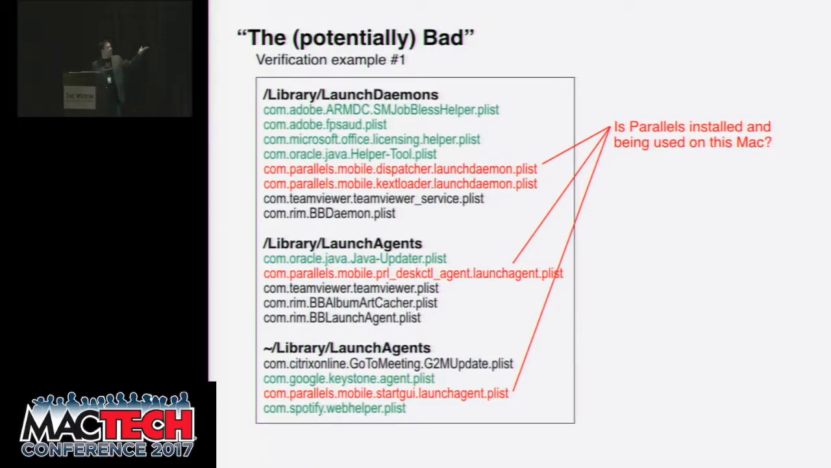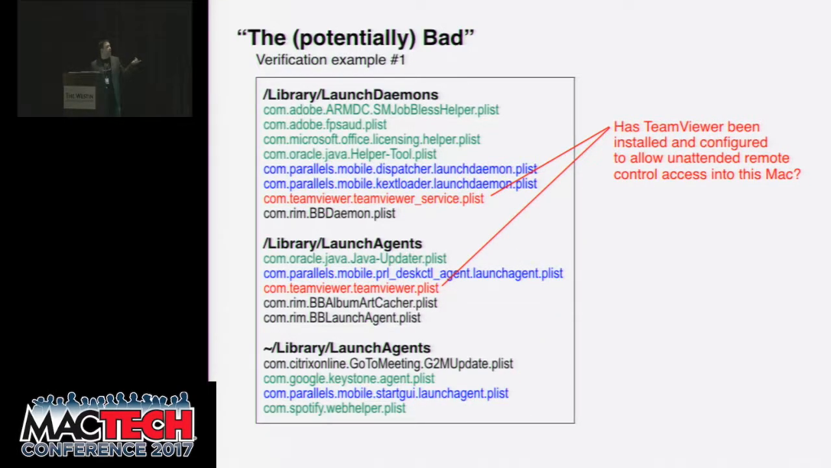Then we've got these ones from Parallels. Notice these all start com.parallels, com.parallels. And you have to ask, is Parallels being used on this Mac? Just because it's installed doesn't mean it's being used. They might have installed Parallels version 4 years and years ago. If it is being used, you would leave it. But if it's not being used, you'd want to pull these out, remove them.